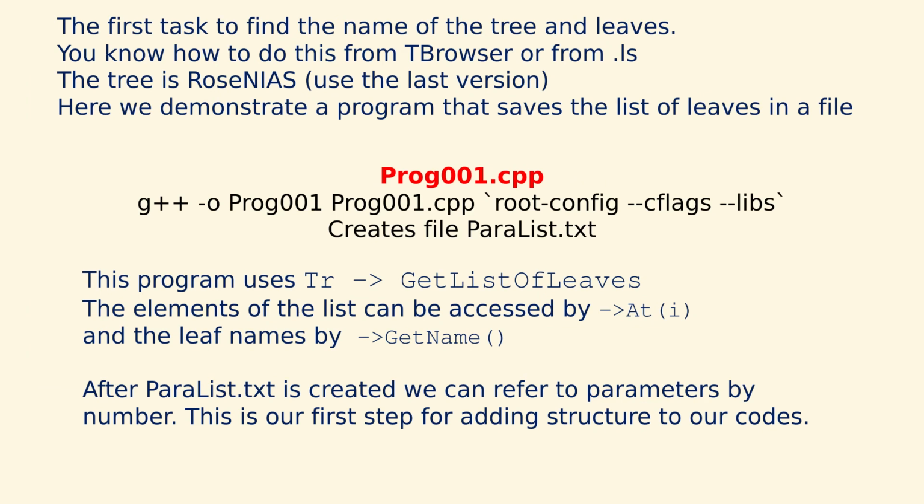And then one more level of accession is get name. So this procedure gives you the names of all the parameters, and then we are going to save it to paralist.txt. So this is actually our first step to adding structure to our codes. Later on, our code will access this list of leaves by number rather than by name. I mean, we'll have both the options. We can of course still refer to the parameter by its name as we usually do, but this is our very first step which is required in order to work further and make our programs structured. We shall see how this can be done.